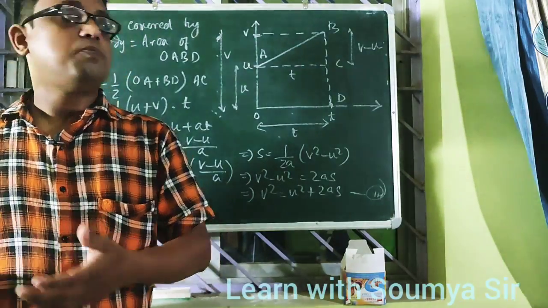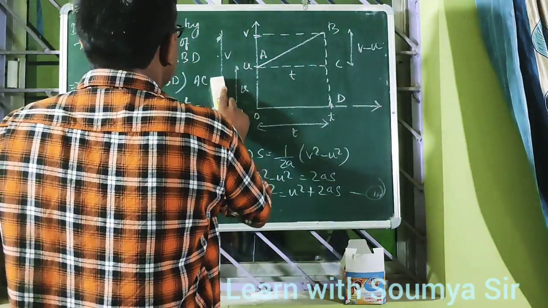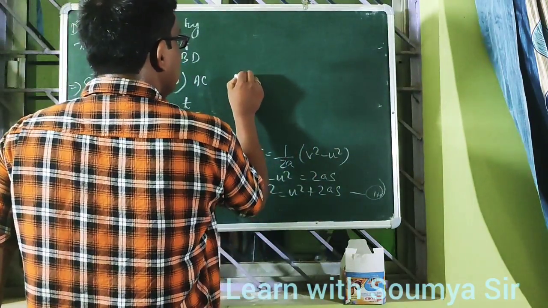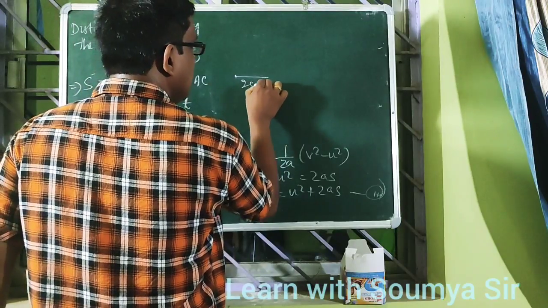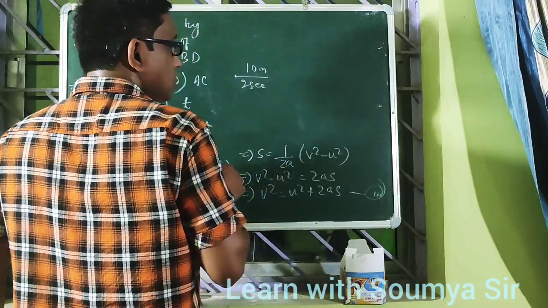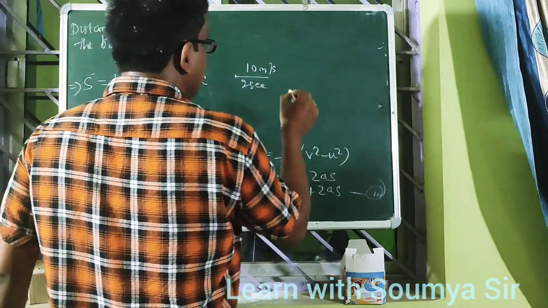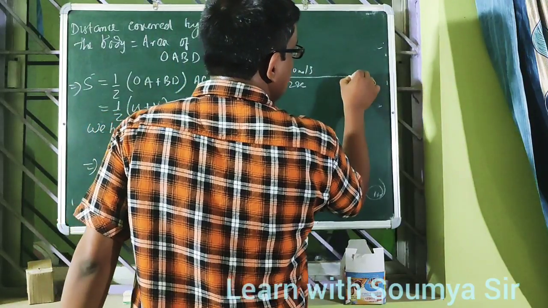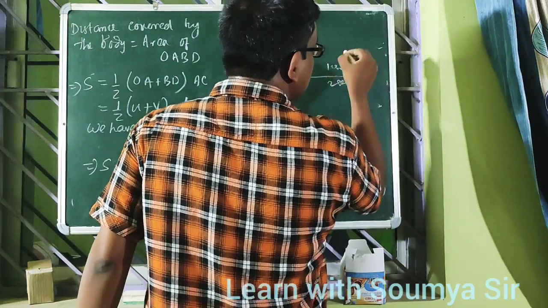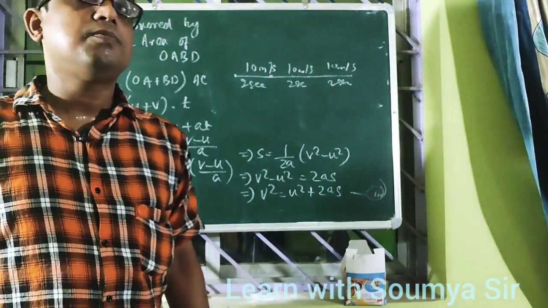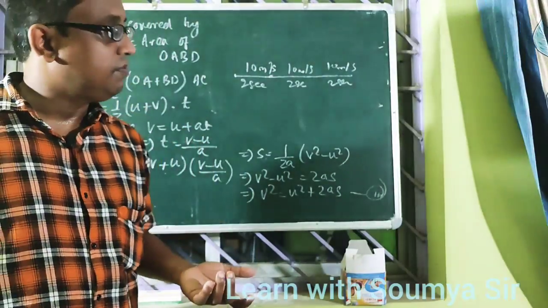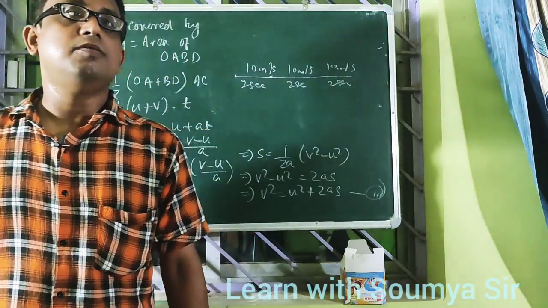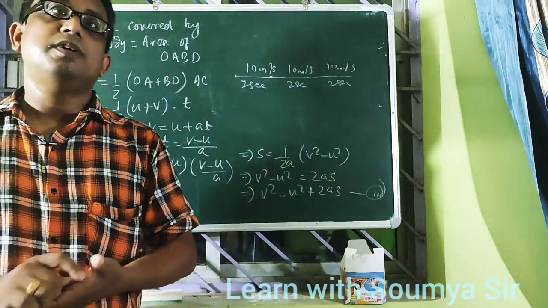Suppose in 2 seconds it goes 10 meters, 10 meters per second. Next 2 seconds, 10 meters per second. Next 2 seconds, 10 meters per second. That means every time the change of velocity will be uniform. Change of velocity being uniform means acceleration will be uniform. When the acceleration is uniform, at that time the body will satisfy the equations of motion.